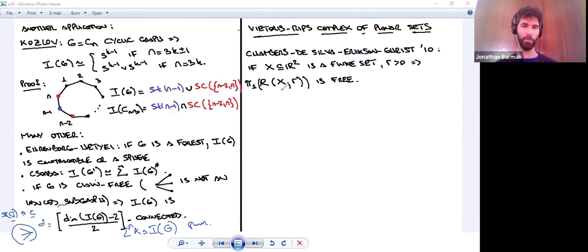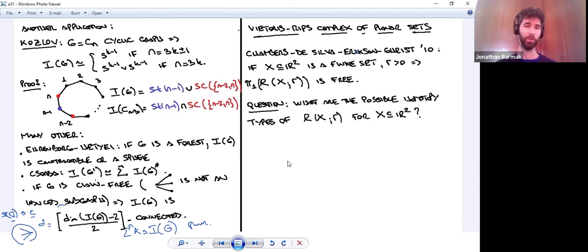Okay, so they prove something about the homotopy invariants, the fundamental group of the Rips complex of planar sets. And so, of course, a natural question is what can be said in general about the homotopy types which can be realized by Rips complexes of planar sets. They give some information about the fundamental group, but perhaps we can prove something stronger. We can classify all the possible homotopy types. So this is the natural question.